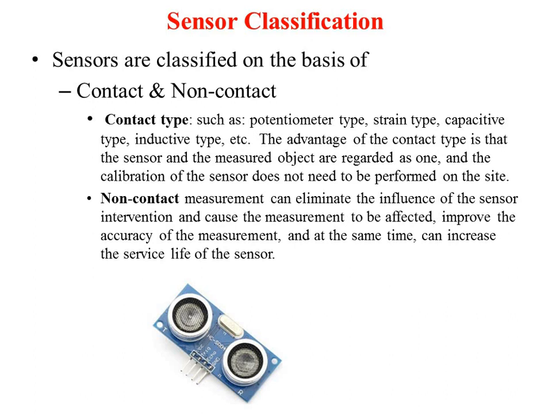You need to apply that sensor directly to the body of that device. Then you are able to measure the temperature. So such kind of sensors are called contact type sensors. Most probably these sensors are potentiometer type, strain type, capacitive type. So the best example of this is a strain gauge. You know that you are measuring weight, your individual weight, digital weight you are measuring.